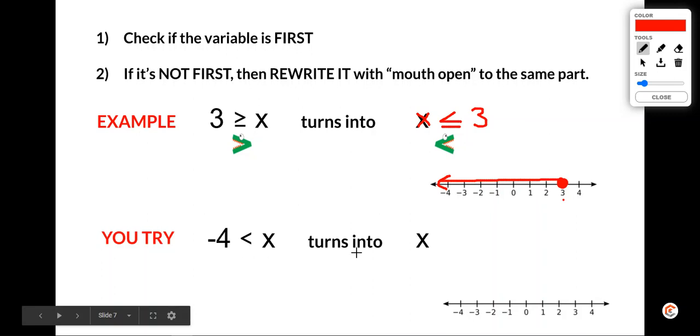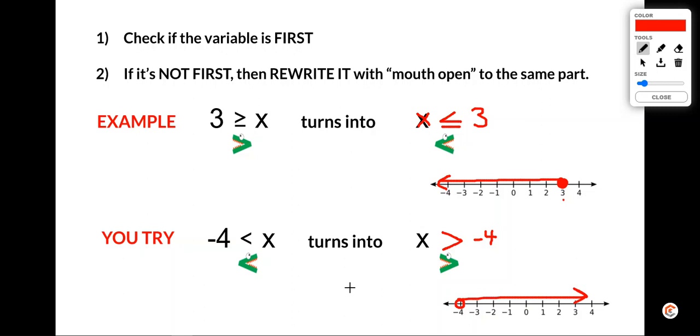-4 is less than x turns into, remember, you're going to put the number and then think about which way the mouth has to open. Right now the mouth is open to the x. So the mouth has to stay open to the x. If I graph it, it's here, open circle, nothing under, so there, greater than -4. So check if the variable's first. If not, rewrite it with the mouth open to the same part.